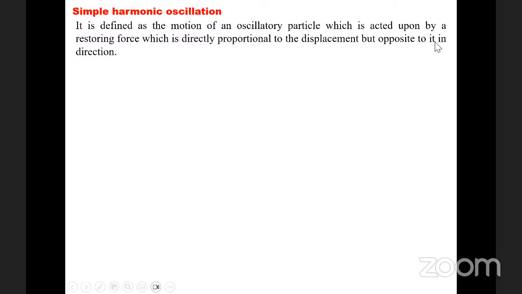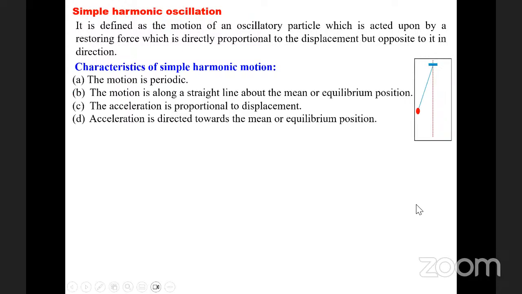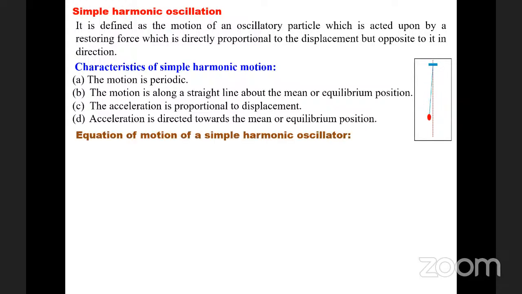Next. A simple harmonic oscillator depends on the motion of an oscillatory particle which is acted upon by a restoring force that is directly proportional to the displacement but opposite in direction. So you can see here the pendulum oscillating. What are the characteristics of SHM, simple harmonic motion? The motion is periodic. The motion is along a straight line about the mean position. Acceleration is proportional to the displacement. Acceleration is directed toward the mean or equilibrium position.